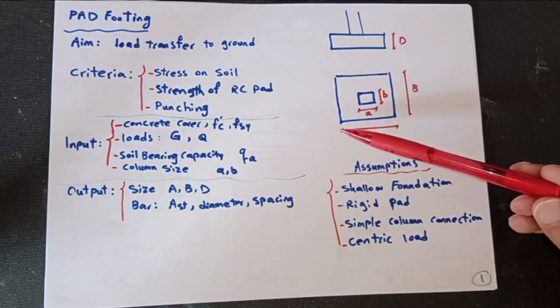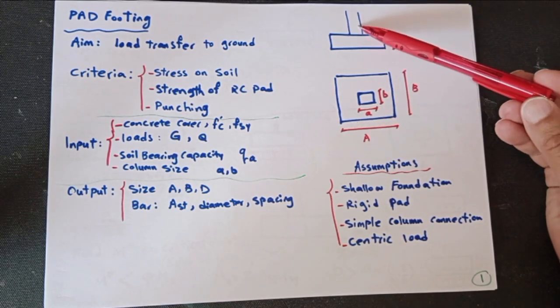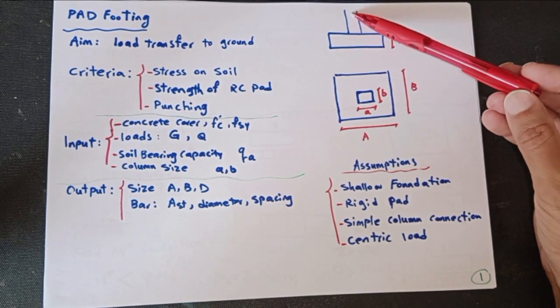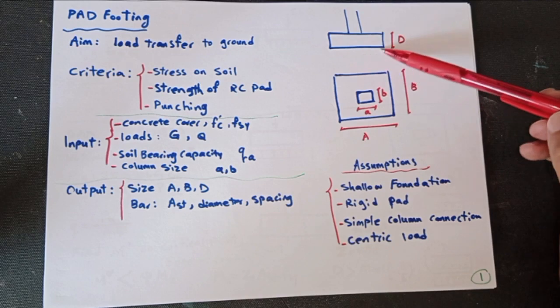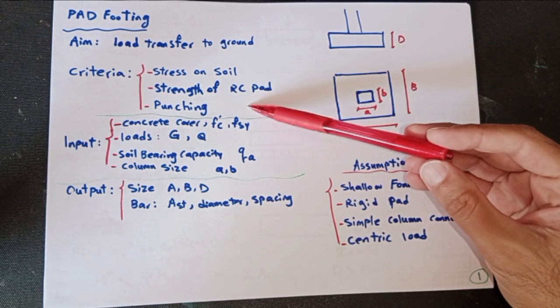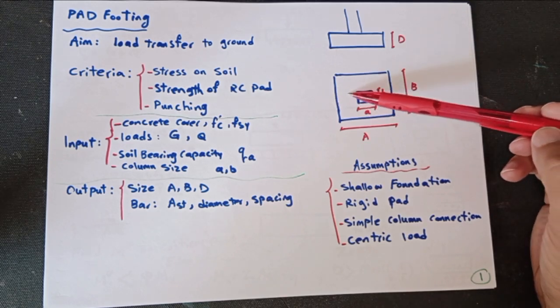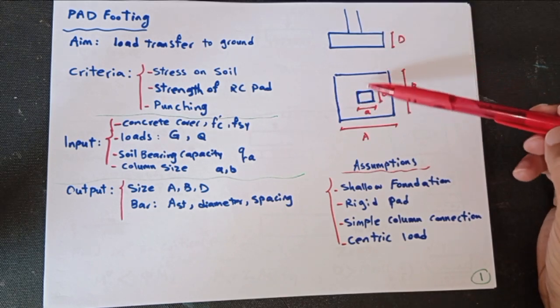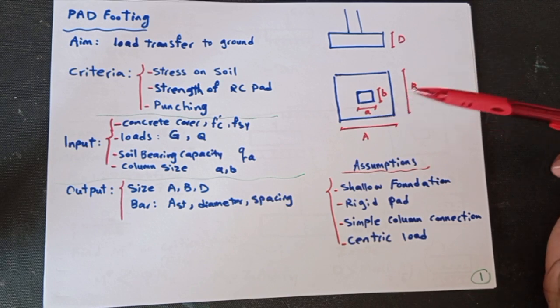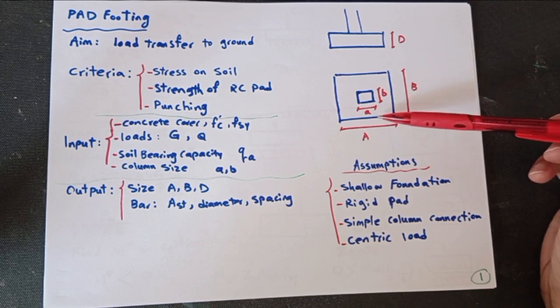And the last one is punching of the slab into the pad footing. We need to make sure that the column is not punching the pad footing. If we meet these three criteria, it means that we have safe design for pad to transfer the loads from superstructure to the ground, and ground is not rupturing, or we don't have any failure of bed soil.